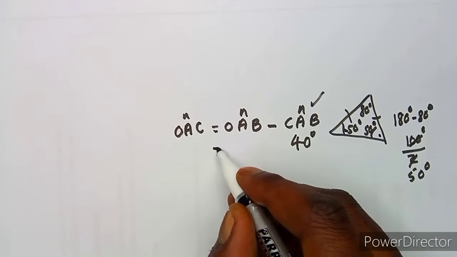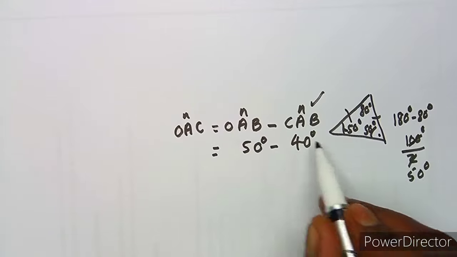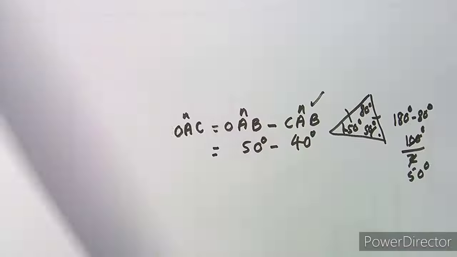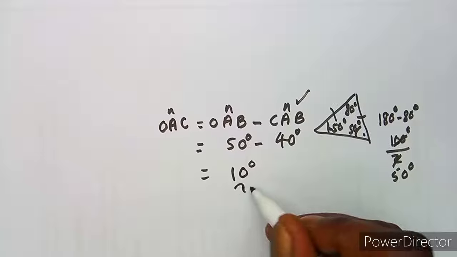So our OAC is going to be OAB, which is 50 degrees, minus CAB, which we already calculated, which was 40 degrees, and this is going to give us 10 degrees.